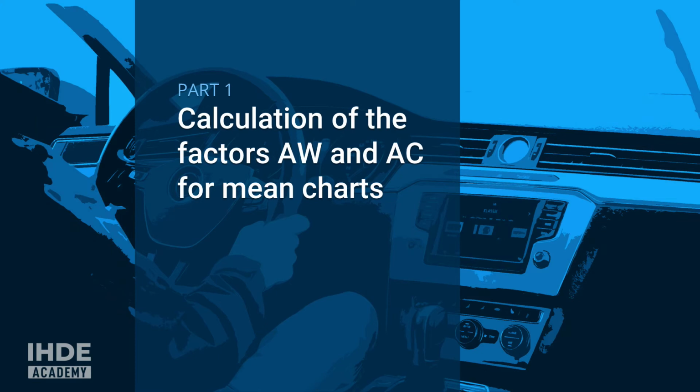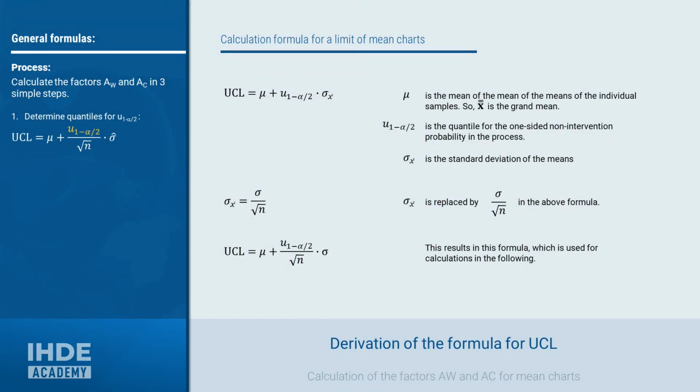So let's start with the calculation of the factors AW and AC for mean charts. The following calculation is essentially divided into three major steps. But first of all, let's go through the formulas and the meaning of the symbols on the right-hand side. The first formula for the upper control limit contains the mean value mu. This is the mean of the individual sample means. So this is called the grand mean and is the process location or its center line.